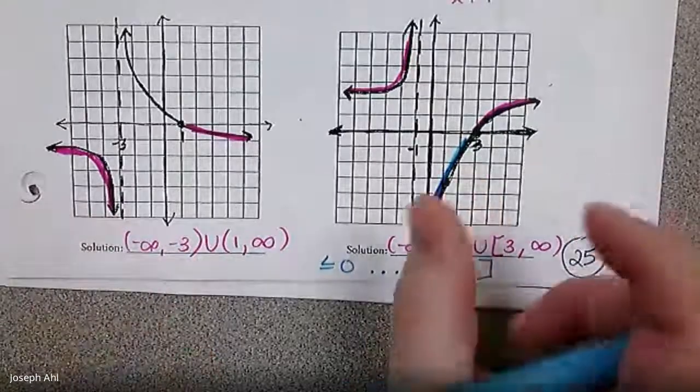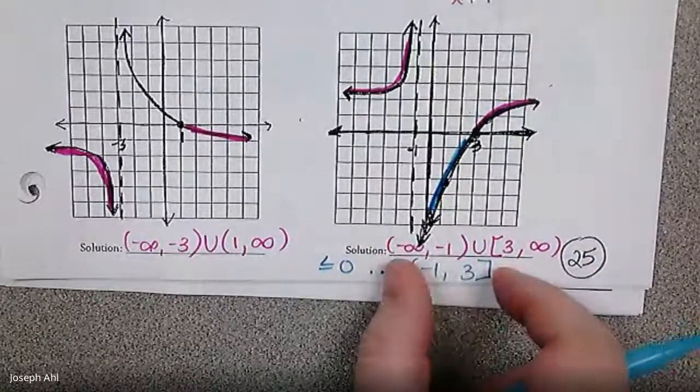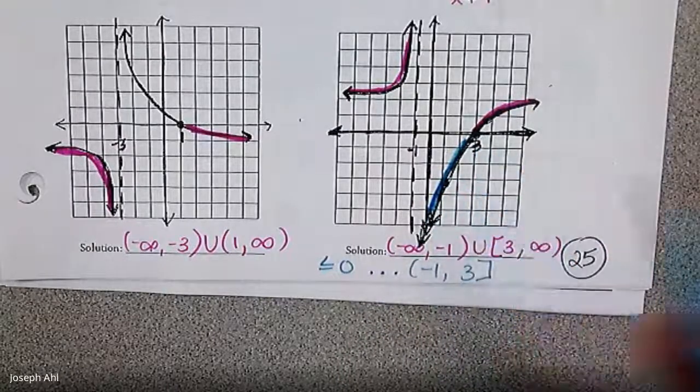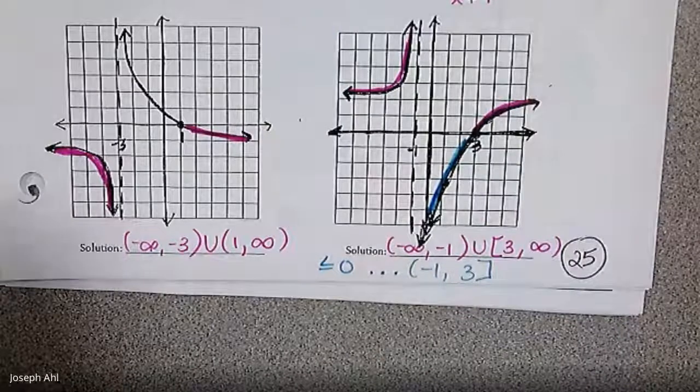So keep in mind, not all rational inequalities have a union of 2 different sets. It could just be an interval where the graph happens in between the vertical asymptote and your root, and that's it. So just a quick note about that to make sure we're on the right track with rational inequalities.